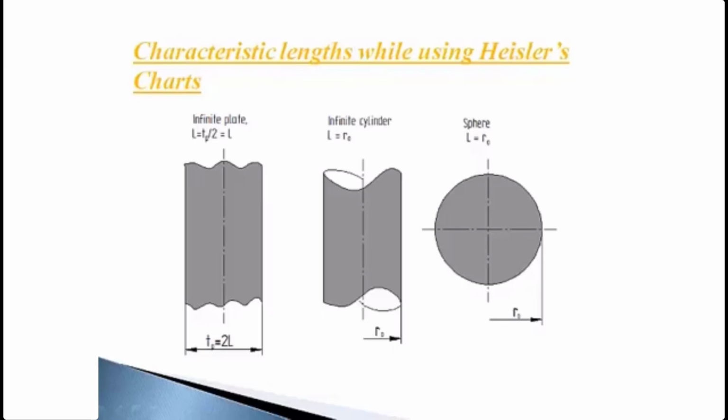Now, the characteristic length while using Heisler's chart for an infinite plate is thickness by 2. For an infinite cylinder, usually the characteristic length is taken as outer radius, and for a sphere, the characteristic length is also outer radius. So it is not R0 by 2 and R0 by 3. For an infinite cylinder, it is R0, and for a sphere also, the characteristic length is R0. So that difference you should note down.